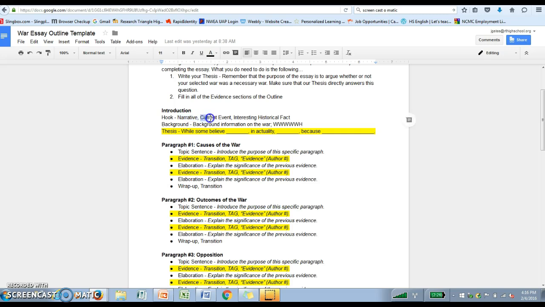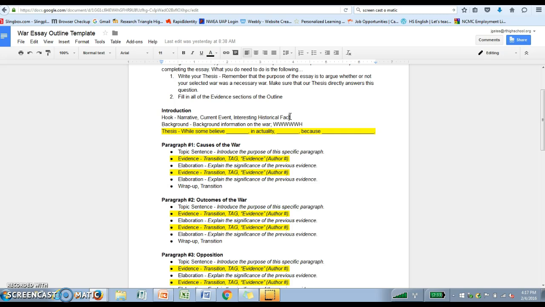A current event would be something from the news today or the recent news. If you pick a current event, just as if you pick a narrative, you need to make sure that whichever one you use relates to the topic of your essay. So make sure that you're not just picking something that seems interesting. It needs to be interesting and related to your topic. If you don't like either of those, you can also use an interesting historical fact. Again, the interesting historical fact needs to relate to the topic of your essay.